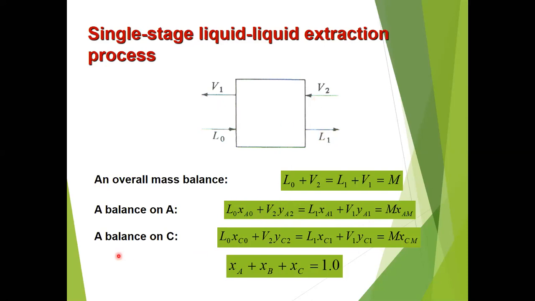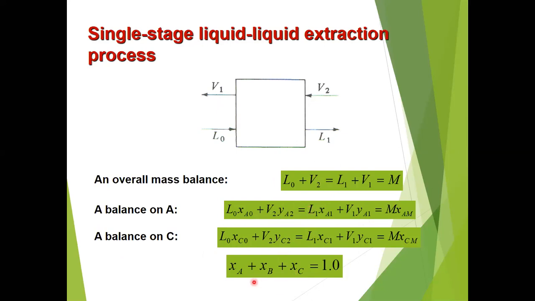Now, we need not do a C balance because we are only allowed to use one component balance equation and one overall material balance equation. If we use this, then we will just keep on circling around the same values and we will be getting the same unknowns later on. So you only need one material balance equation, overall material balance that is, and one component balance.